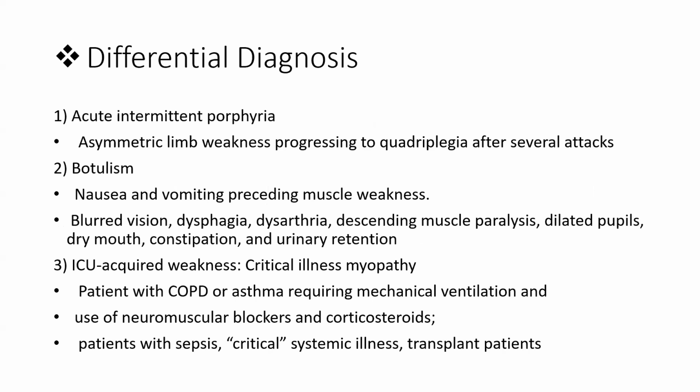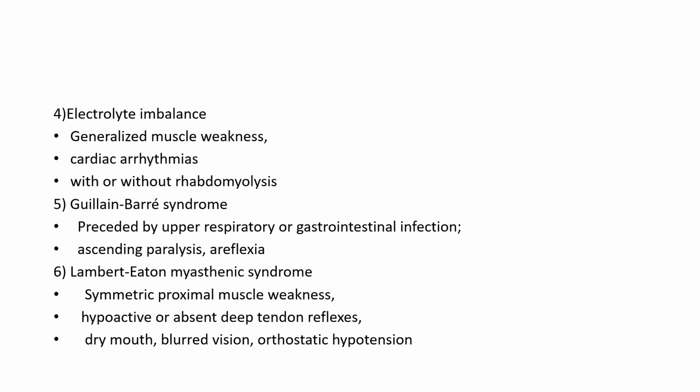Now about differential diagnosis. Acute intermittent neuropathy is characterized by asymmetric limb weakness progressing to quadriplegia after several weeks of attacks. Then botulism: nausea and vomiting preceding muscle weakness, blurred vision, dysphagia, dysarthria, descending muscle paralysis, dilated pupils, dry mouth, constipation, and urinary retention. Then ICU-acquired weakness, critical illness myopathy: patients with COPD or asthma requiring mechanical ventilation and use of neuromuscular blockers and corticosteroids, patients with sepsis, critical systemic illness, and transplant patients. Now about electrolyte imbalance: generalized muscle weakness, cardiac arrhythmia with or without rhabdomyolysis.